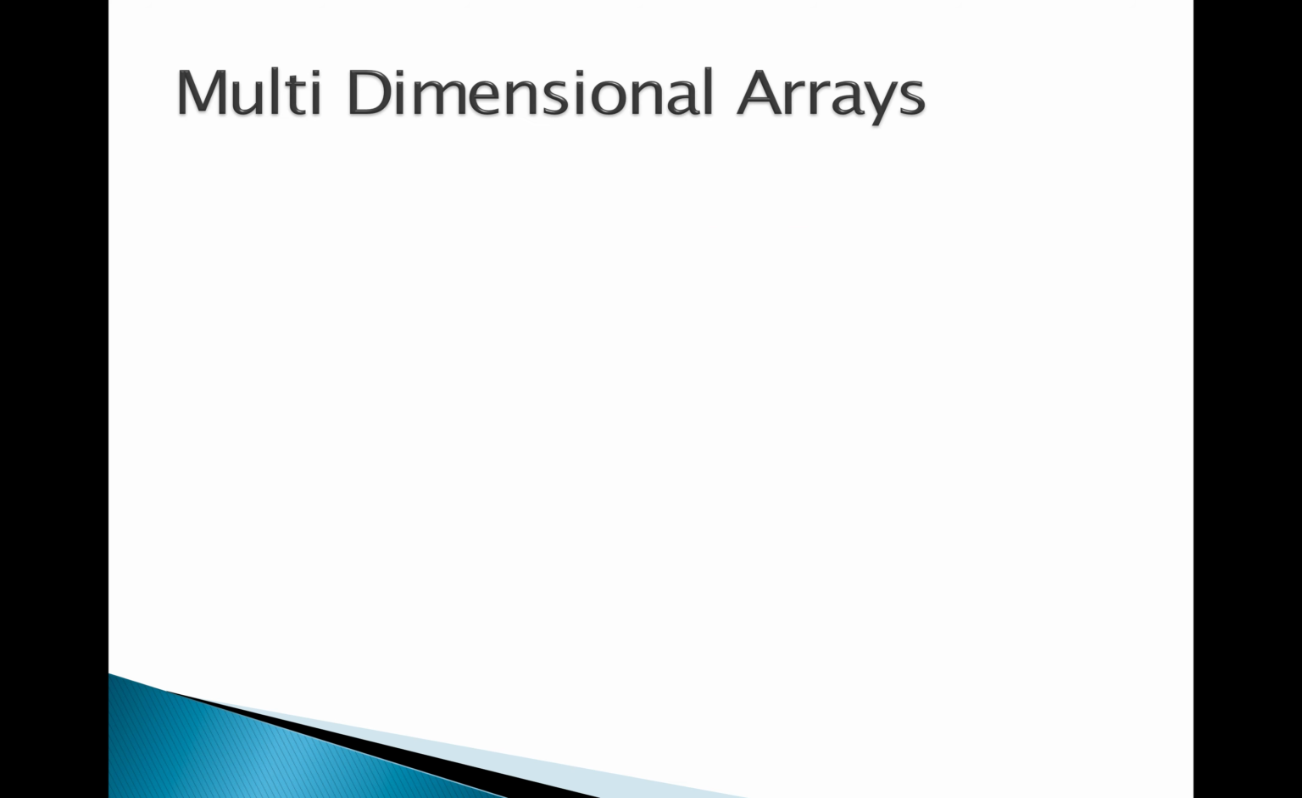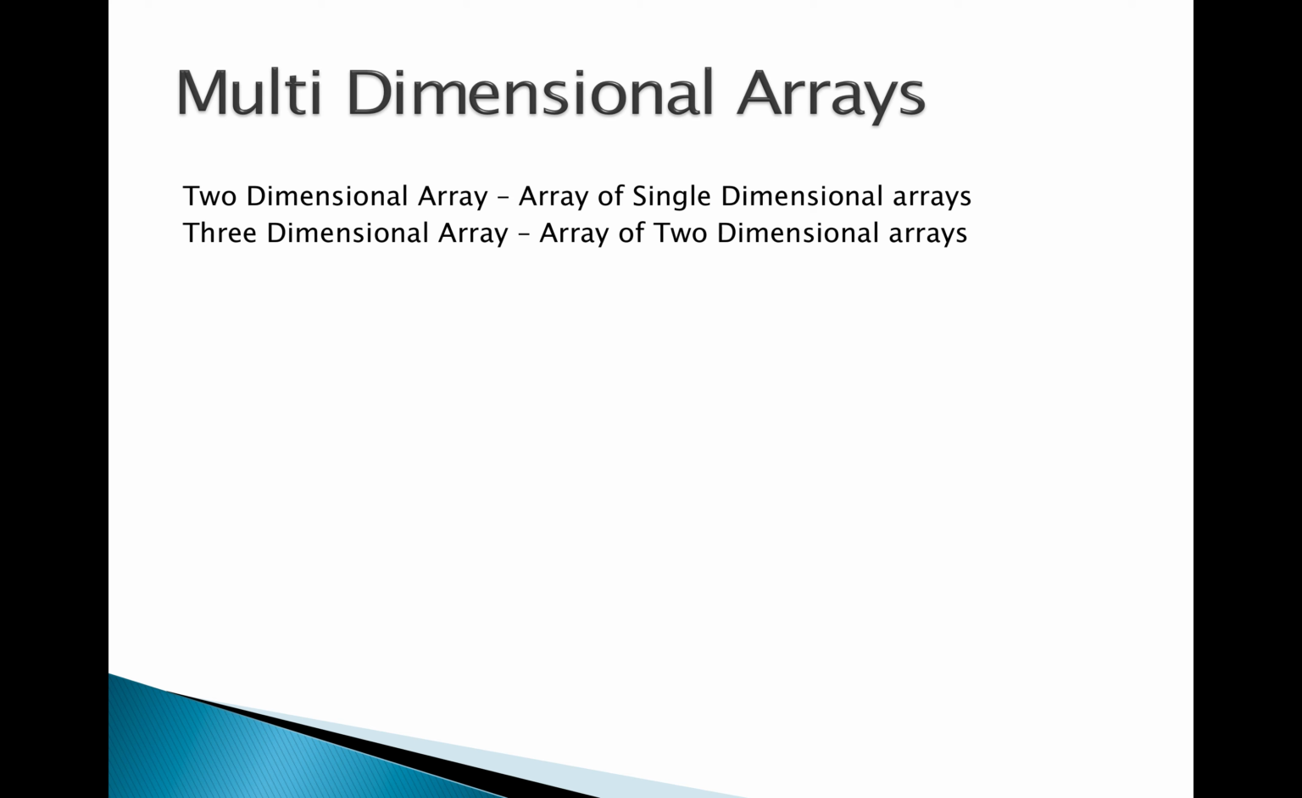Let's move on to the next section, which is multi-dimensional arrays. Anything more than one dimensional is called a multi-dimensional array. A two-dimensional array is nothing but an array of single dimensional arrays, whereas a single dimensional array is nothing but an array of integers, an array of floats, an array of students, whatever it is. Two-dimensional means you are making an array of single dimensional arrays. The same goes with three-dimensional. A three-dimensional array is nothing but an array of two-dimensional arrays.